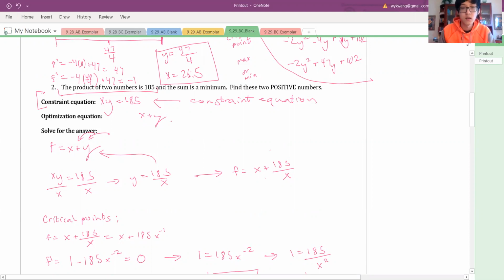Are we always going to try to find the maximum or something? In this case, it's asking us to find the minimum, right? But it's the same process. Okay, thank you.